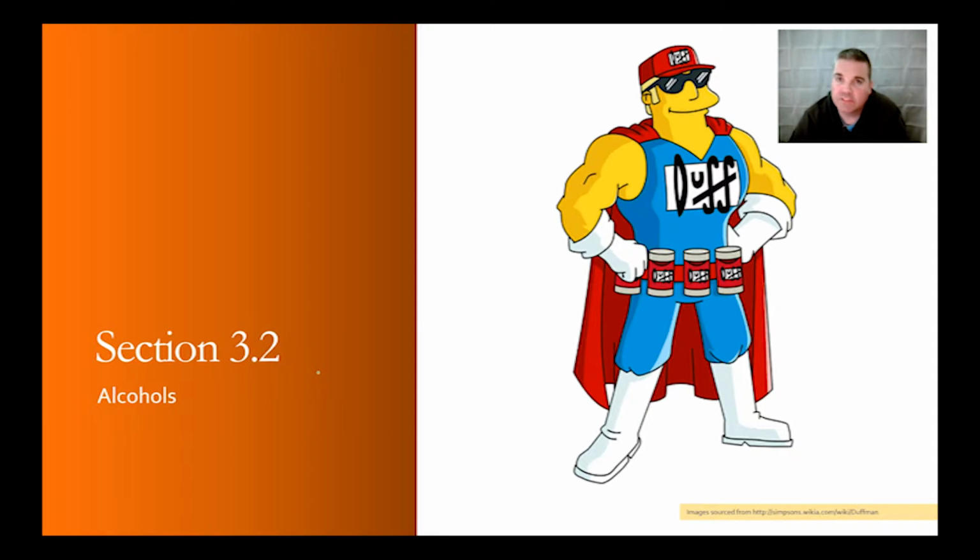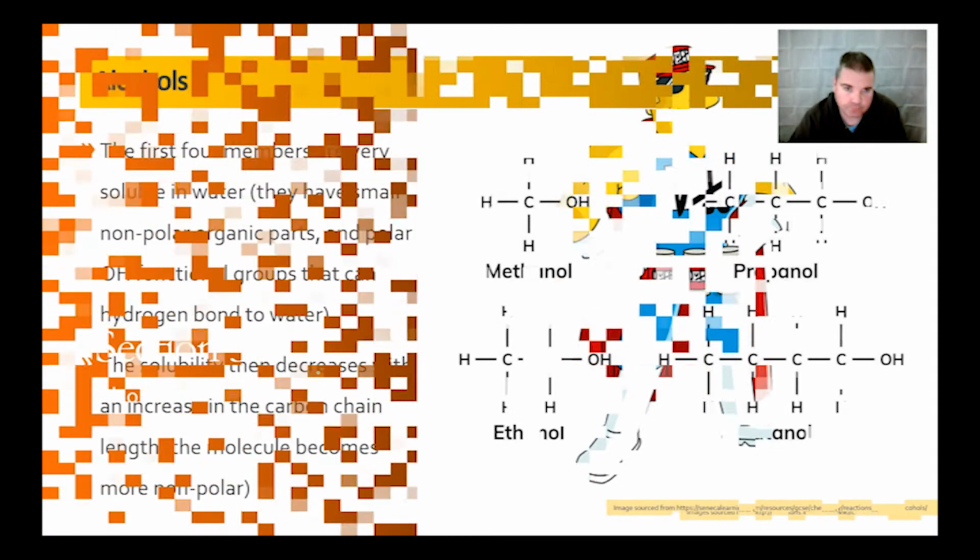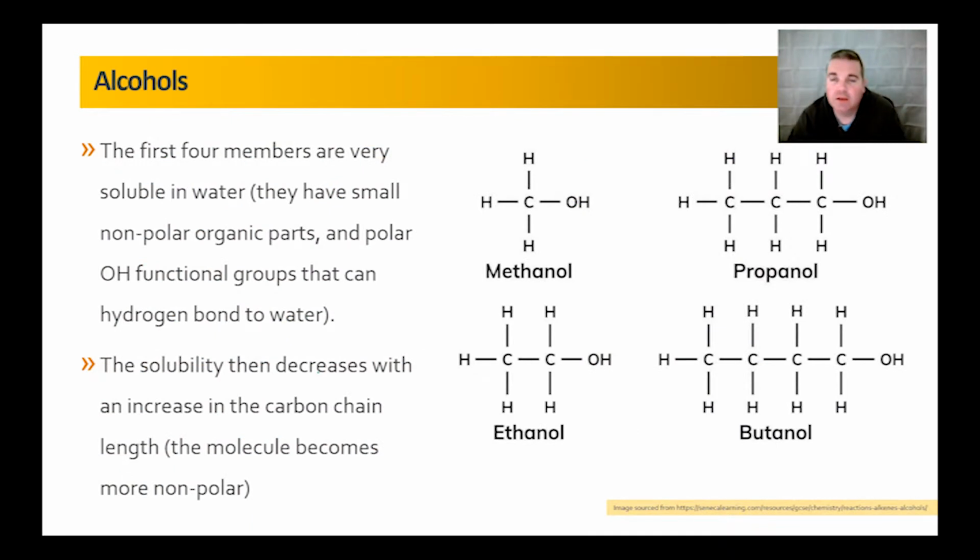Hi guys, welcome to the second video for the organic chemistry topic. This one's going to be all about alcohols. Alcohols are generally just alkanes with an OH functional group on them. That's the simplest way to think about them, but they're a lot more complex than that in real life generally.